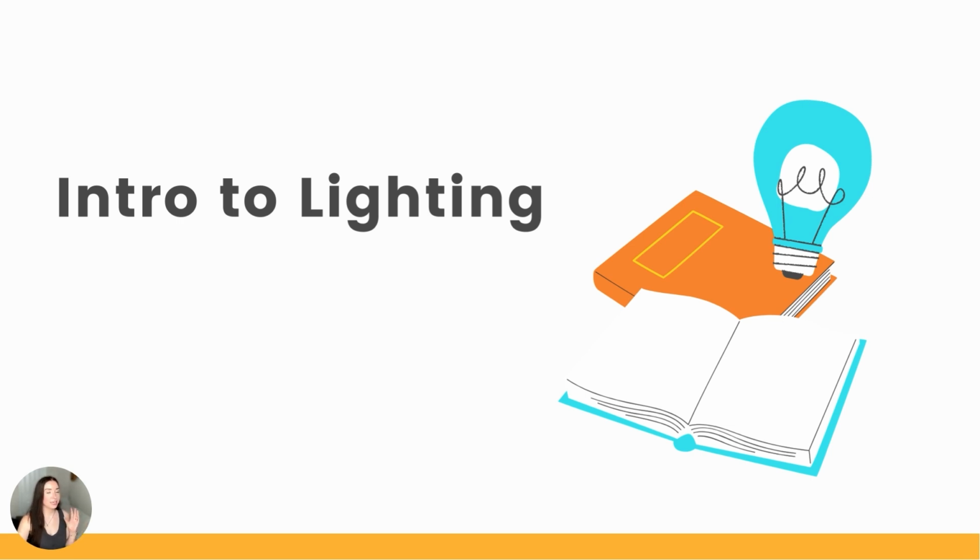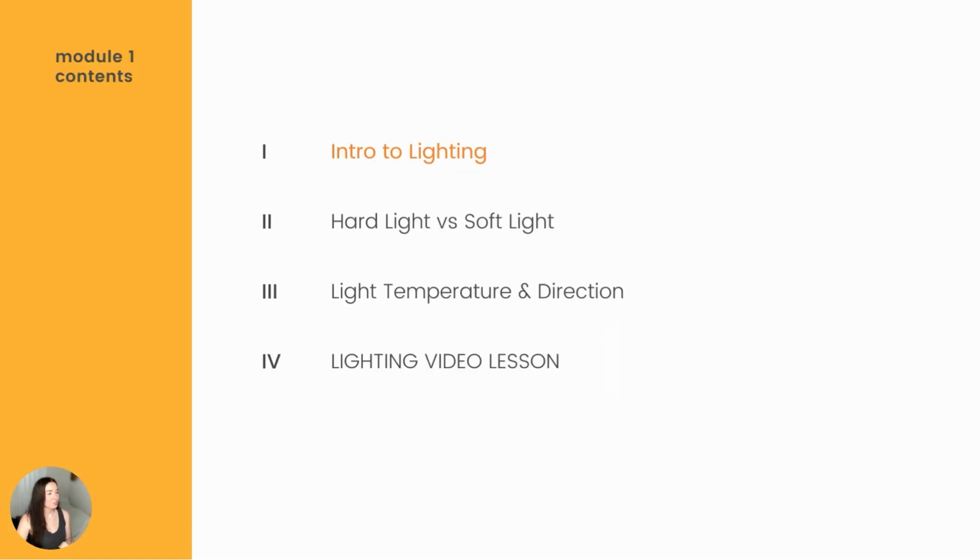So really quickly, this is your intro to lighting video. Let's just go over really quickly what this module is going to include so you know what to expect. Right now you are in the intro to lighting, and after you finish this video, you're going to jump into a video all about hard light versus soft light. Then we're going to touch on light, temperature, and direction. And then we're going to go into your video lesson, which is your demonstration, so we can take all of the concepts that we learned in our topic lesson and show them in real time in a demonstration with a photo shoot.